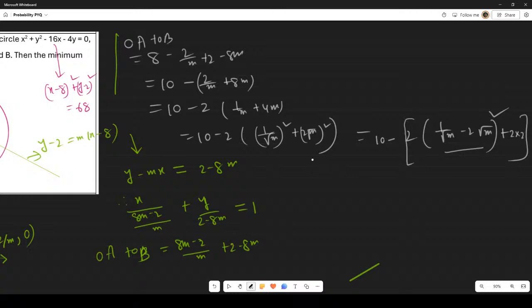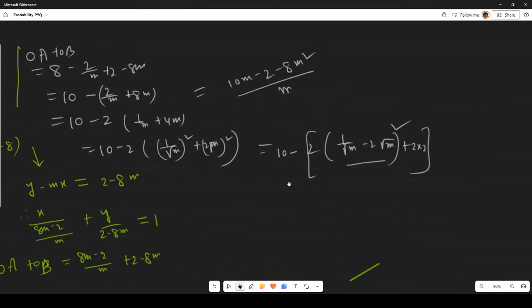You can convert it to a quadratic expression, that also you can do. Maybe it is a bit confusing, so I am not using that. Please check my calculation. This is the expression: 10m minus 2 minus 8m square. And I told you, when m square has a negative coefficient, it has a maximum value, never a minimum. So you can get the maximum value. The question says minimum, I will check the question again. Right now I am doing the maximum value, OA plus OB maximum.